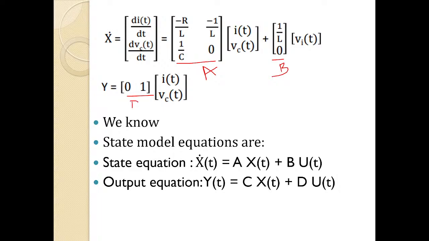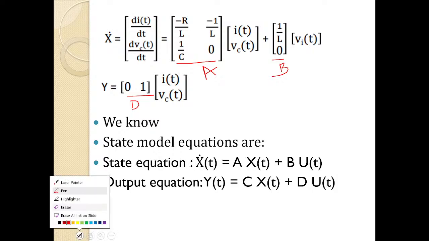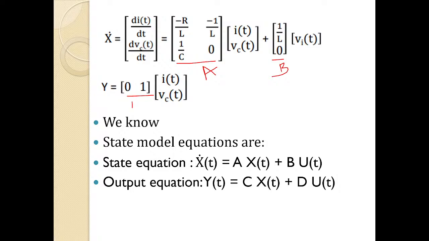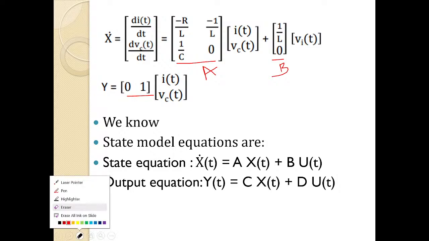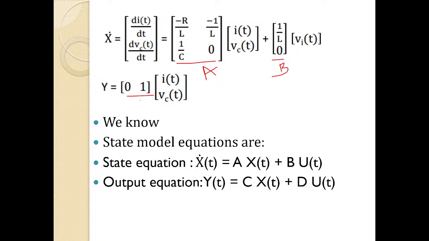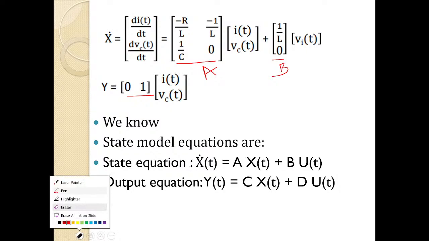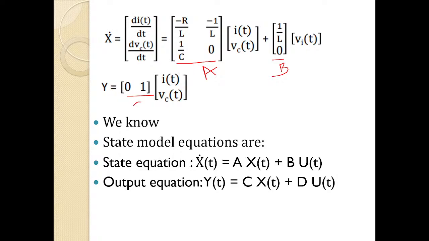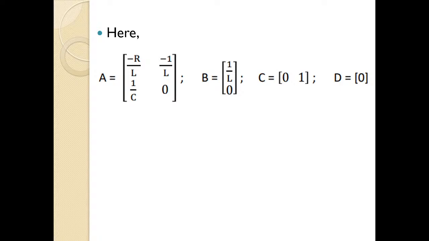If there was any input term here, some plus of something, sorry, it is C, not D. I was telling you there is no D term, and I wrote D. So this is C. This is what I have written here. A, B, C. There is no D, so D is equal to 0.